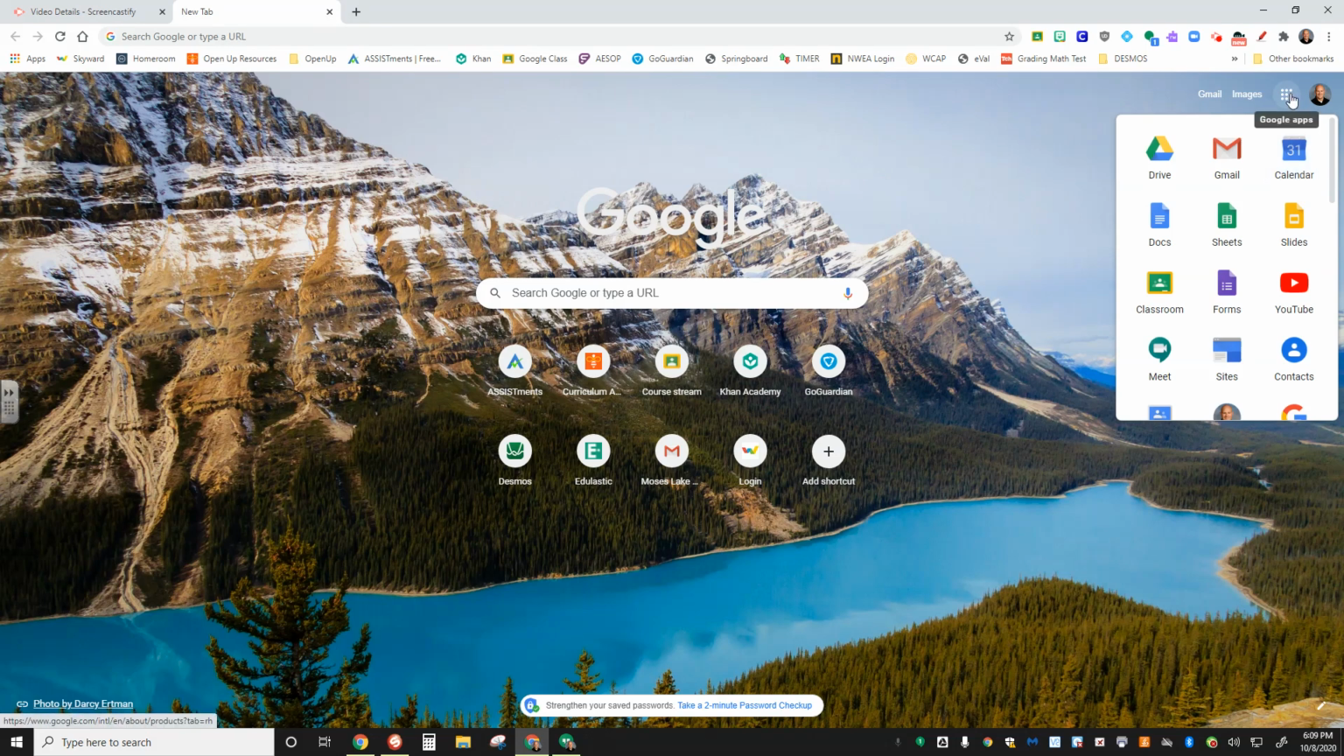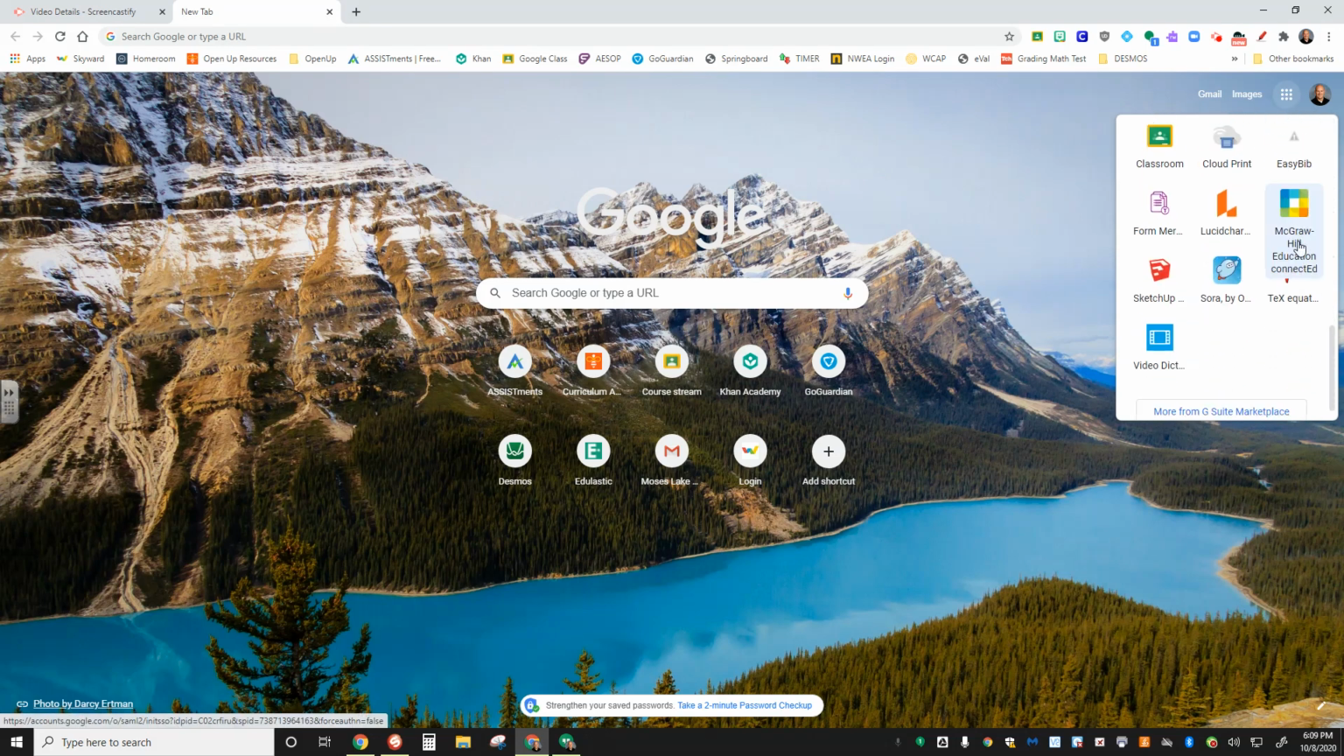To find McGraw-Hill, we go up to our waffle, scroll all the way to the bottom and look for this icon. That is the cube with the yellow and blue and green, orange. Go ahead and click on that. It should log you straight into your account, but I've seen some where you have to log in with Google if that's necessary. Go ahead and log in with your school Google account.